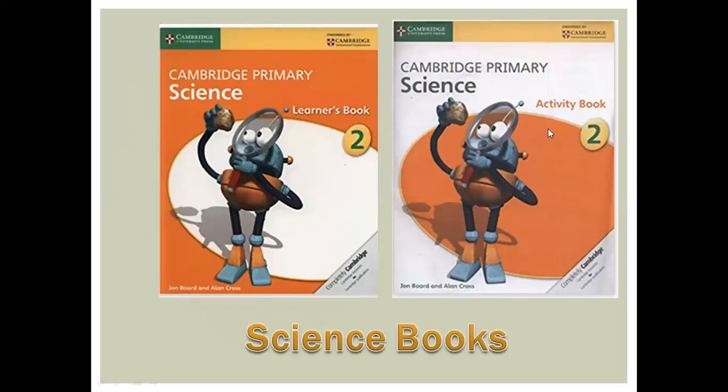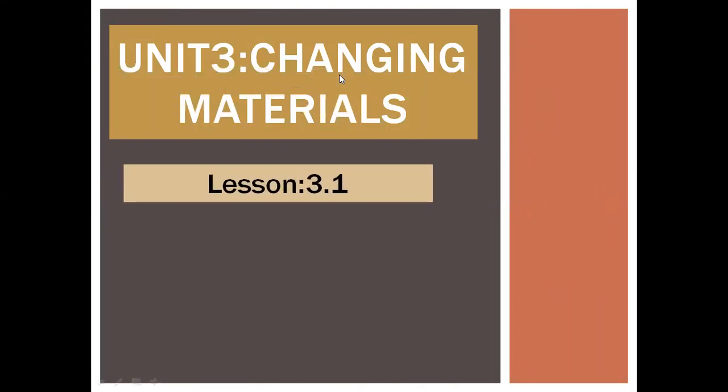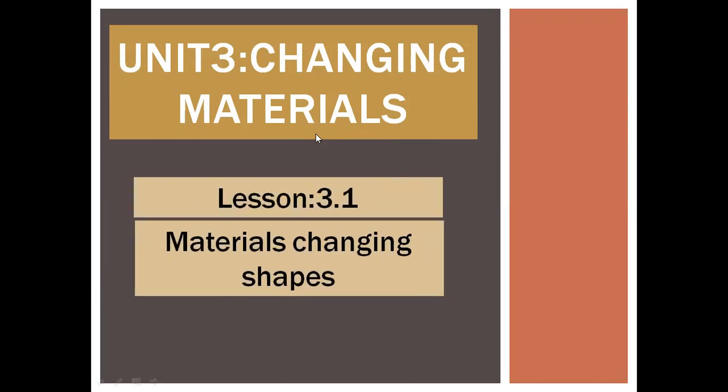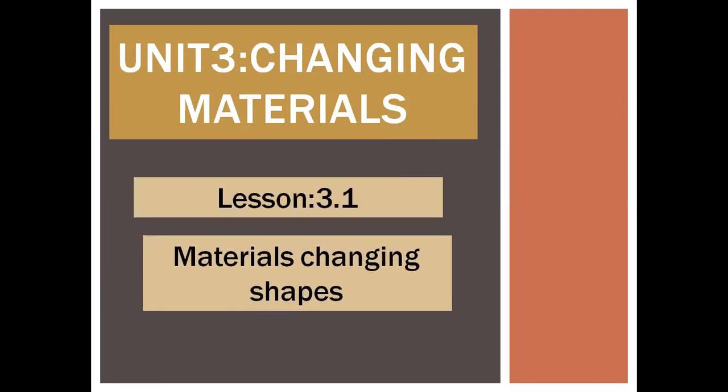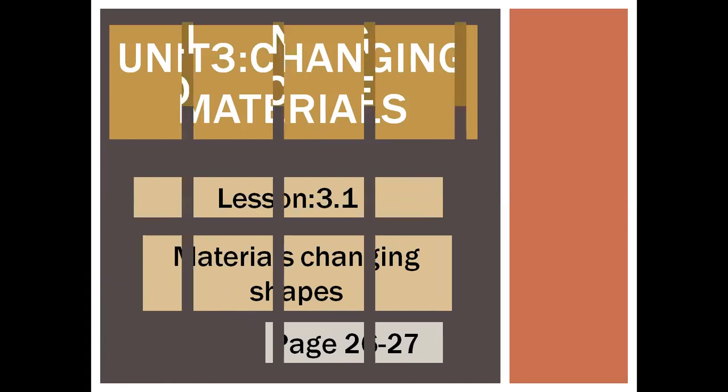Learner's book and activity book. We are going to use them both in today's class. Unit 3, Changing Materials. We are on lesson 3.1. The name of the lesson is Materials Changing Shapes. It is on page number 26 and 27 of your Science Learner's book.